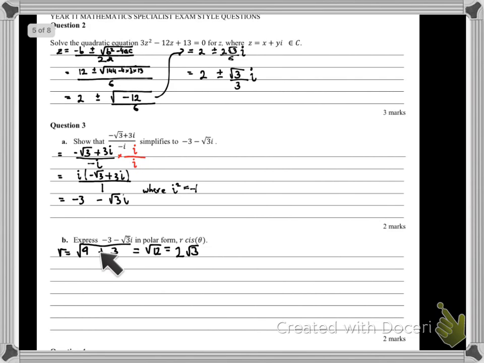So we square each part, (-3) squared plus (√3) squared. There it is. You get 2√3. Now let's work out the argument. So the inverse tan of negative √3 divided by -3. Well, that will give you positive π/6 in your calculator, but you've got to correct it. Plus π, 7π/6. And put it together for your complex number. There it is. So make sure you always do that unit circle check, and you have to correct the angle if it's not in the right quadrant.